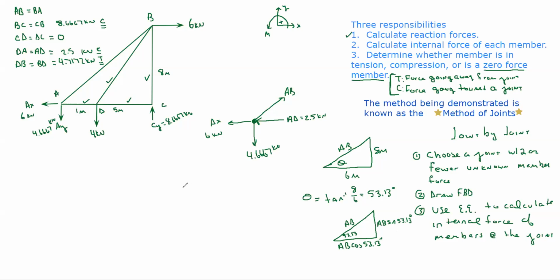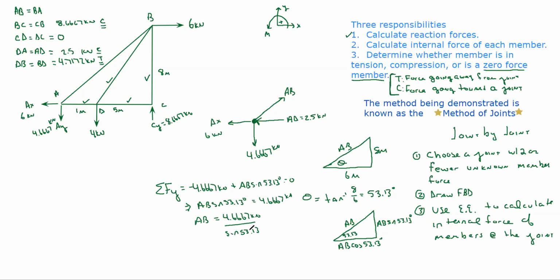Summation in the, it doesn't really matter. We'll use the Y one. It looks like there's a little bit less arithmetic involved. Summation of the forces in the Y direction, negative 4.6667 kilonewtons plus AB sine 53.13 degrees is equal to 0. Add 4.667 to both sides. We get that AB sine 53.13 is equal to 4.66667 kilonewtons. Divide both sides by sine 53.13. And that gives us a value for AB.